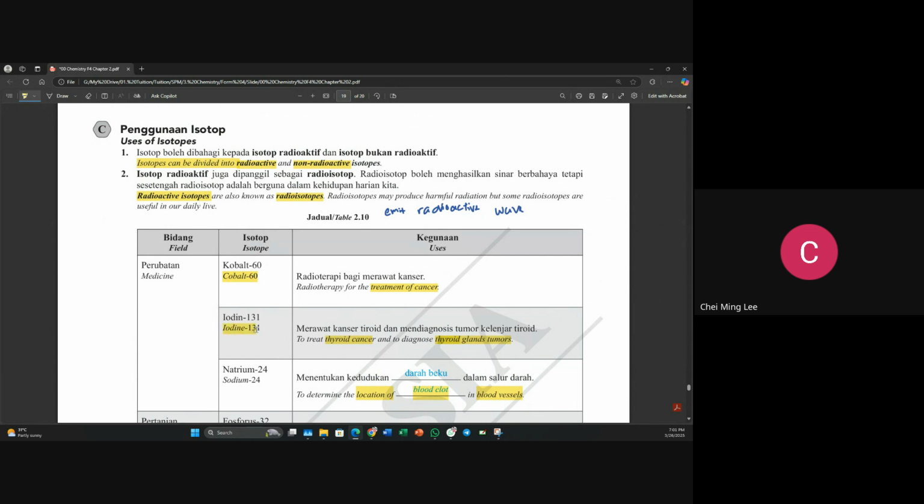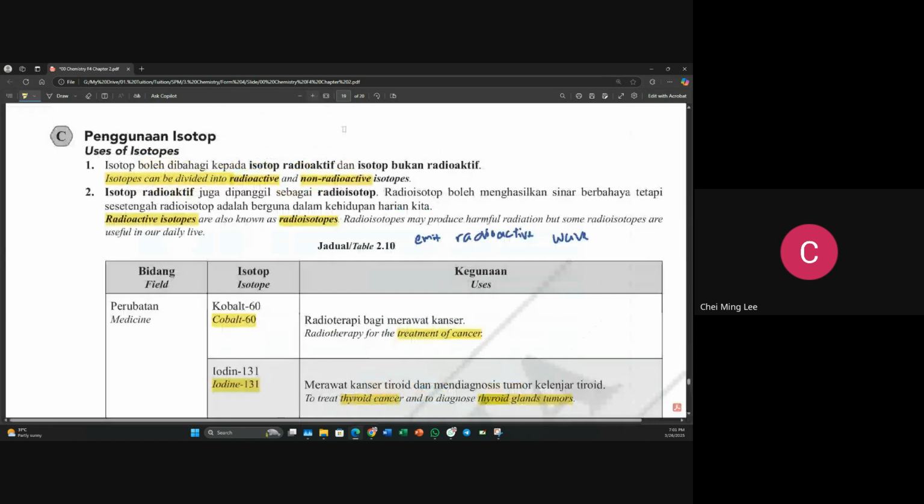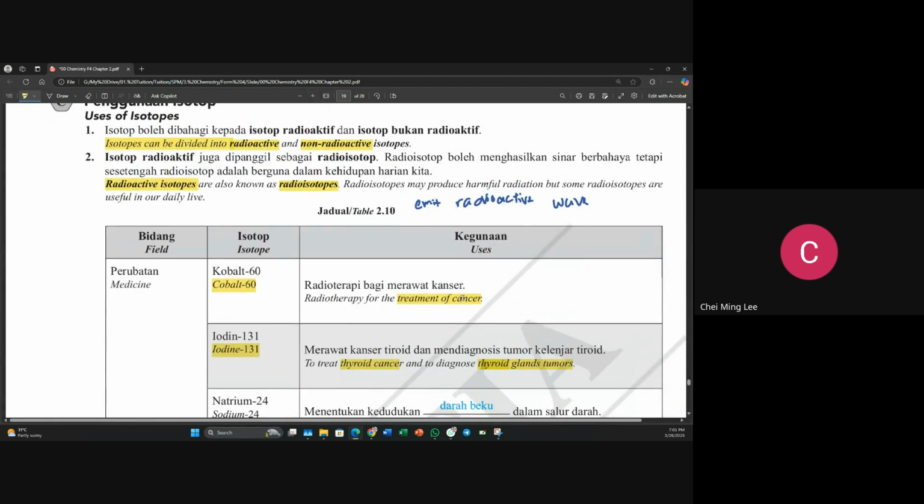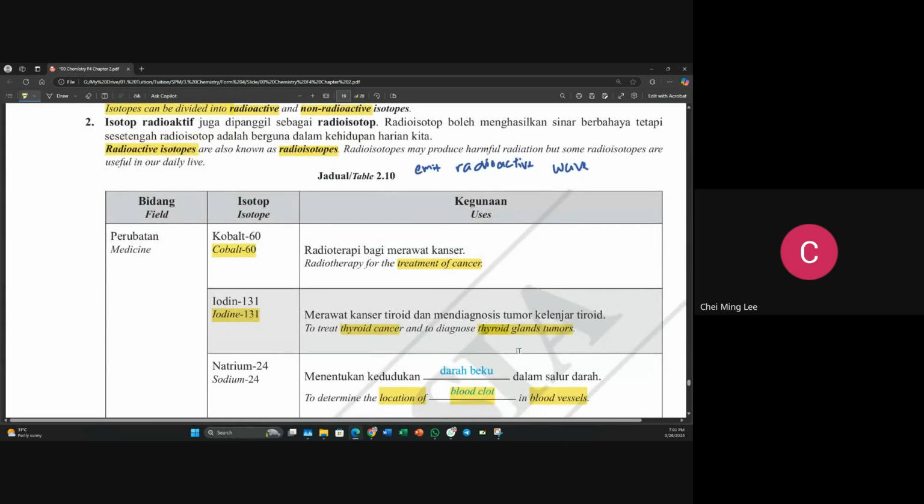Iodine-131, we use it for thyroid treatment, to treat thyroid cancer and also diagnose the thyroid gland, tumors. While sodium-24, we use it to check your blood clotting.